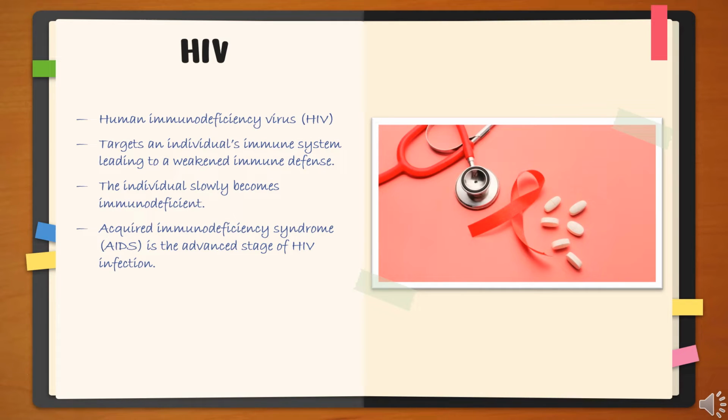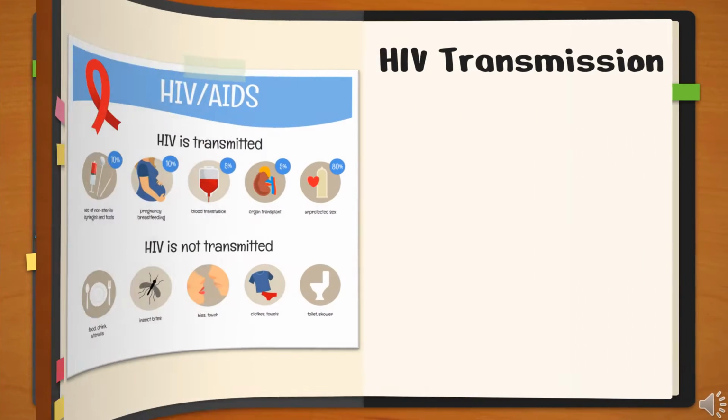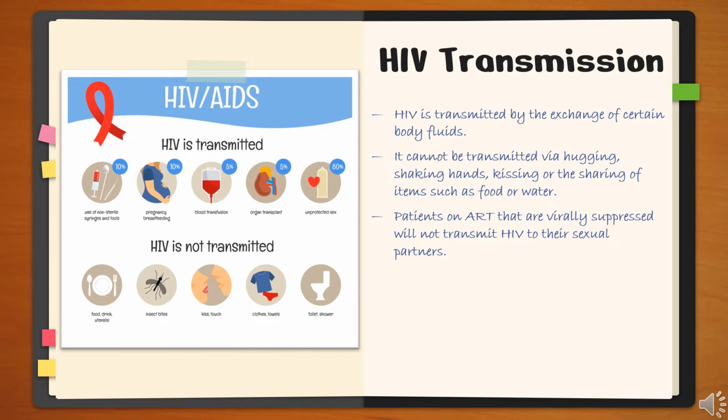Human immunodeficiency virus targets an individual's immune system, leading to a weakened response against various infections and even certain cancers. The individual slowly becomes immunodeficient as the virus destroys and impairs the function of immune cells. Acquired immunodeficiency syndrome is the advanced stage of HIV infection. HIV is transmitted by the exchange of certain body fluids, including breast milk, semen, blood, and vaginal secretions.